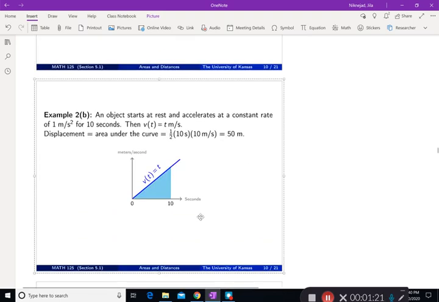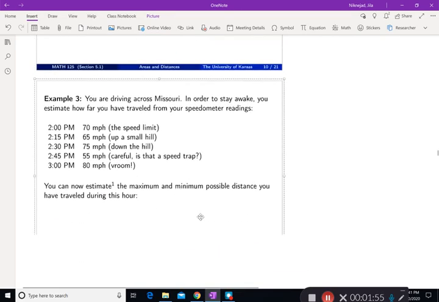Now if an object starts at rest and accelerates at a constant rate of 1 meter per second squared for 10 seconds, then v of t is going to be t. And the displacement, the area under the curve, is going to be 1/2 times 10 seconds times 10 meters per second, which equals 50. That's the triangular area underneath the graph basically.